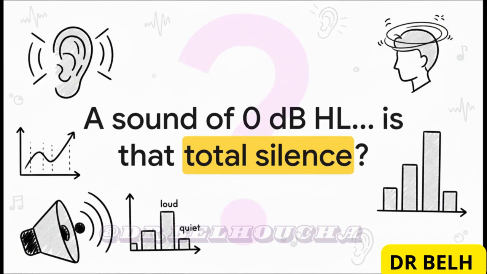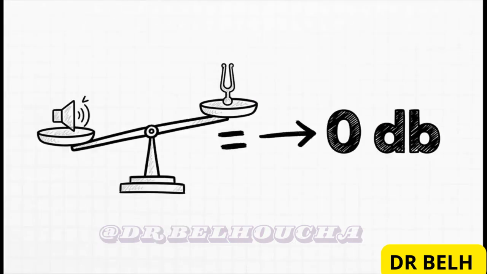And now for the single biggest misconception about the decibel. When you see 0 dB HL on an audiogram, does that mean the patient heard nothing? That the stimulus was total silence? Absolutely not. Remember, a decibel is a ratio. 0 decibels simply means the sound being presented is exactly equal to the reference sound. The ratio is 1 to 1. And what did we say about the logarithm of 1? It's 0. So 0 dB means the sound is definitely there and it's perfectly matched to that reference level.